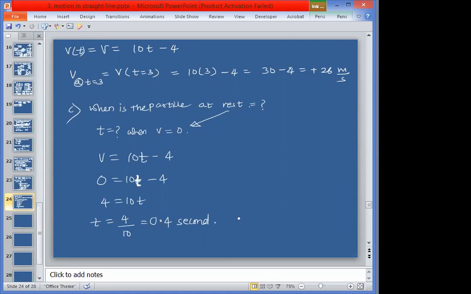That's my answer. Reply me in the chat box, clear and written? Are you getting it? Write it down, understand it. Rest means its velocity is 0, and it is asked at what time the velocity is 0. When is the particle at rest? Everyone understand it, write it and then reply me in the chat box. Look at that.